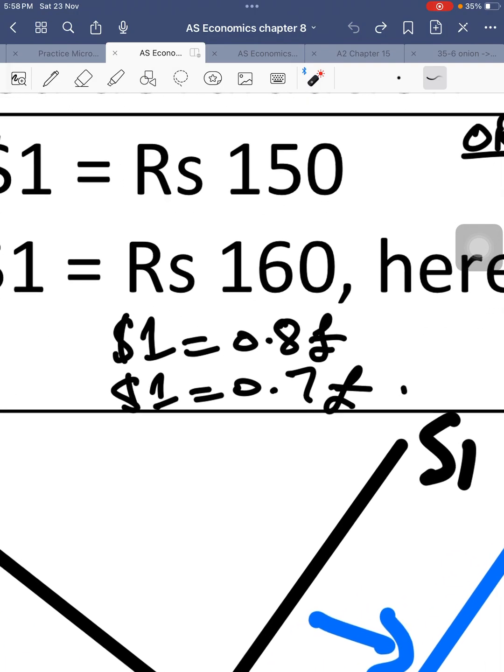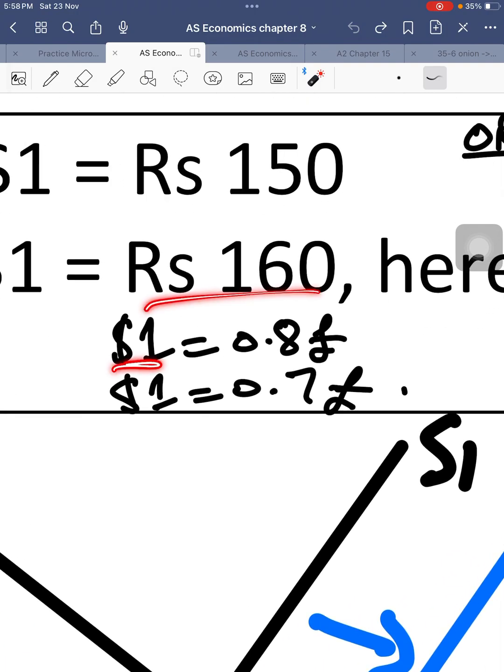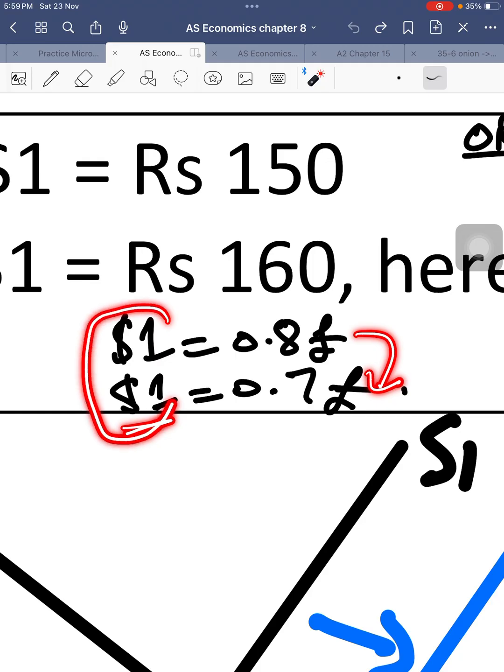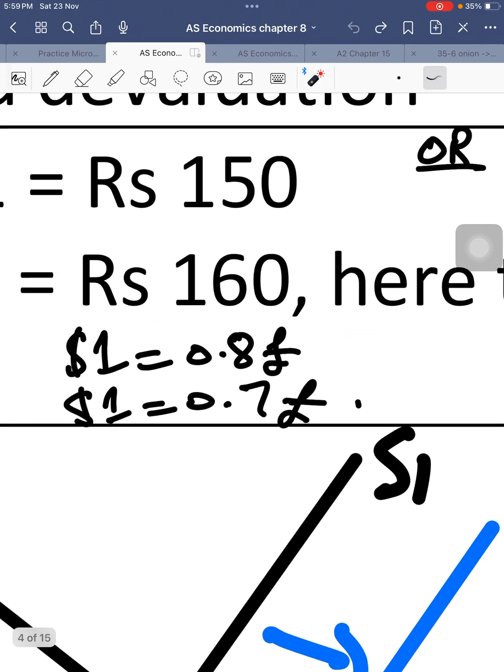Or let's suppose I've used an example here. $1 was initially equal to 0.8 pounds. Now $1 is equal to 0.7 pounds. That means we need fewer pounds to buy that $1, which means here the dollar is depreciating. The dollar is becoming cheaper. Right? So the dollar is depreciating in a free floating exchange rate.